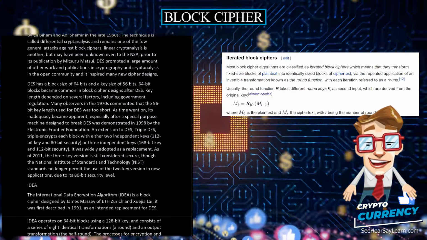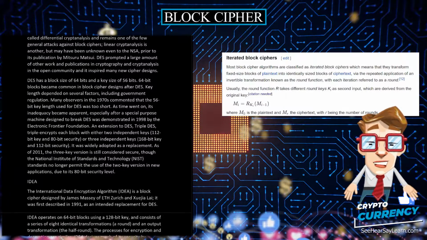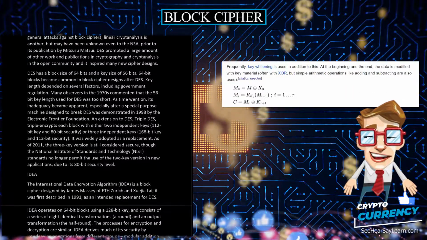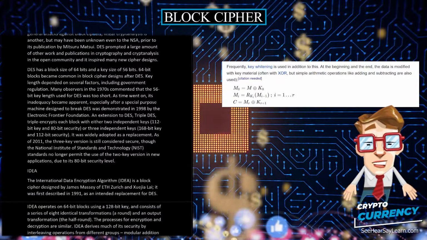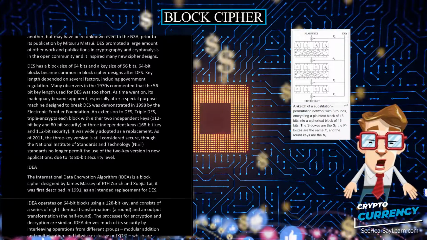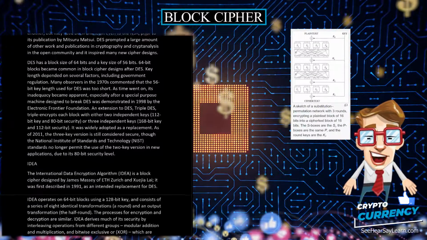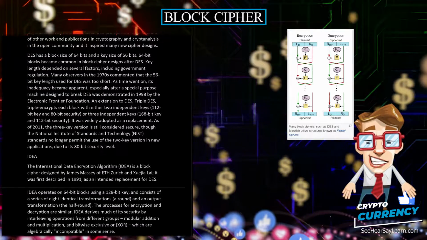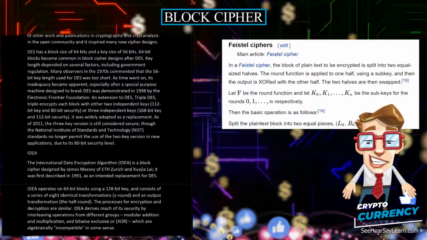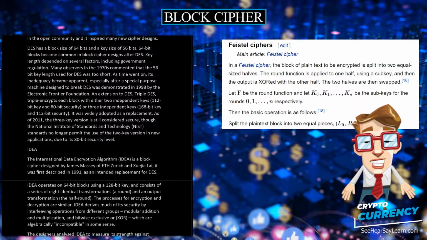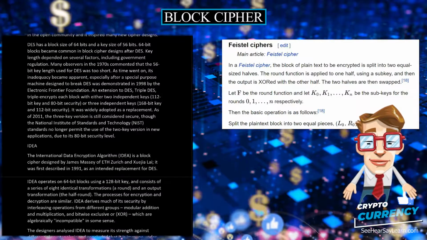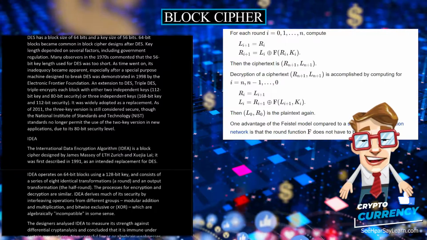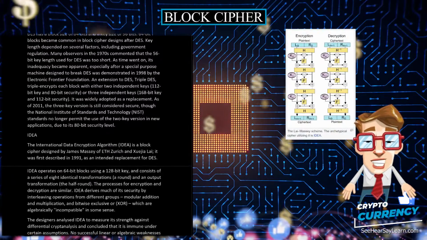IDEA. The International Data Encryption Algorithm, IDEA, is a block cipher designed by James Massey of ETH Zurich and Xuejia Lai. It was first described in 1991, as an intended replacement for DES. IDEA operates on 64-bit blocks using a 128-bit key, and consists of a series of 8 identical transformations, a round, and an output transformation, the half-round. The processes for encryption and decryption are similar.